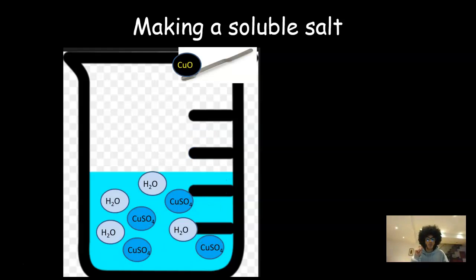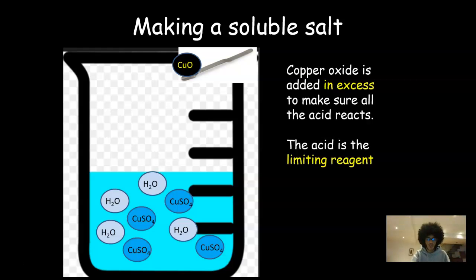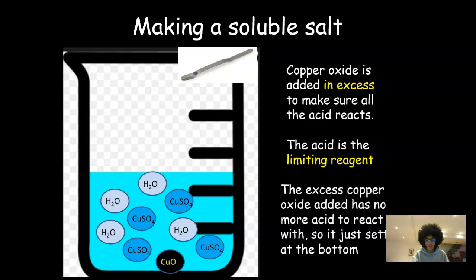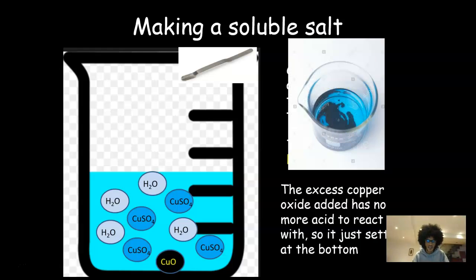Now when you're doing this, you don't know that you've reacted all of the acid. So the best way of just double checking that you've done that is by adding copper oxide in excess. Now when you add copper oxide in excess, it will just land to the bottom. And because it's in excess, the acid is the limiting reagent because it ran out first. So the excess copper oxide, there's no more acid to react with, just settles at the bottom, it's in excess.